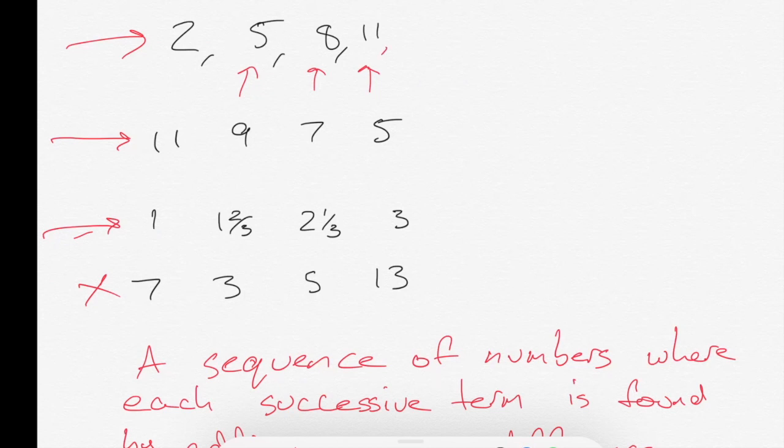I asked you earlier, can you work out what the next term is here? It's reasonably easy, but to do so, we can work out the difference, what's it going up by? It's going up by 3 each time, goes up by 3, goes up by 3, and so the next one is going to be 14.